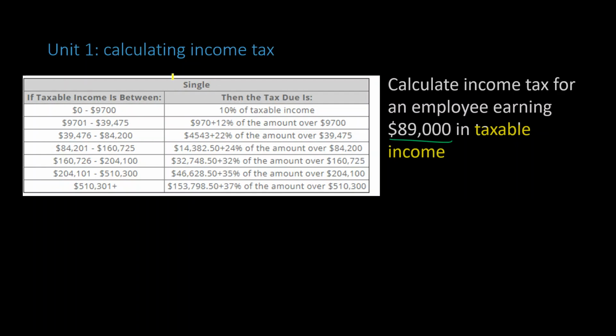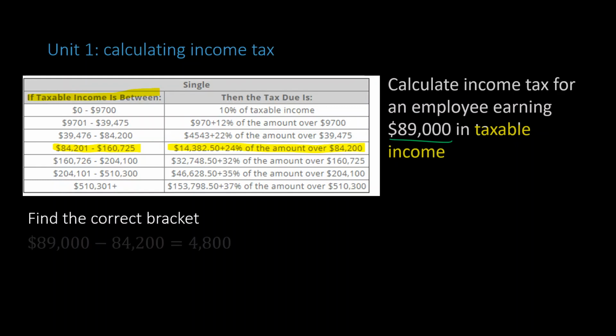I can go straight to this bracket. So if the taxable income, which is $89,000, falls here, which it does, right? It's greater than 84,000 but less than 160,000. Then these are our instructions on how to calculate this person's taxes. They will be taxed about $14,000 plus an additional 24% of the amount over 84,200. In other words, however much their taxable income exceeds this number, they're going to tax that by 24%.